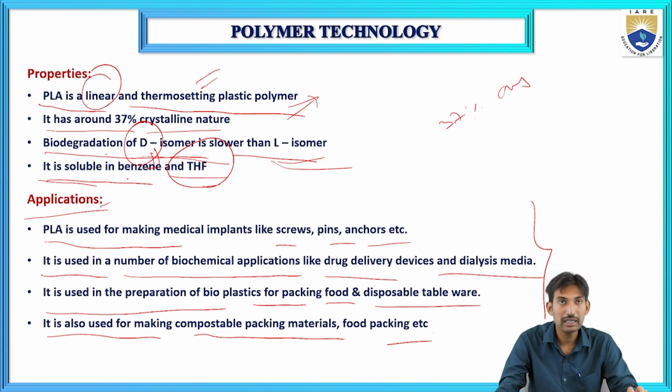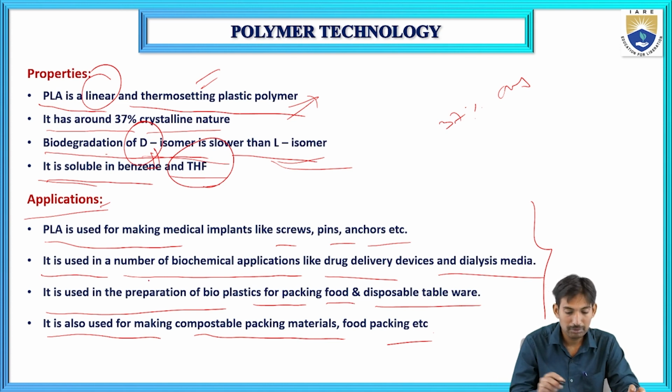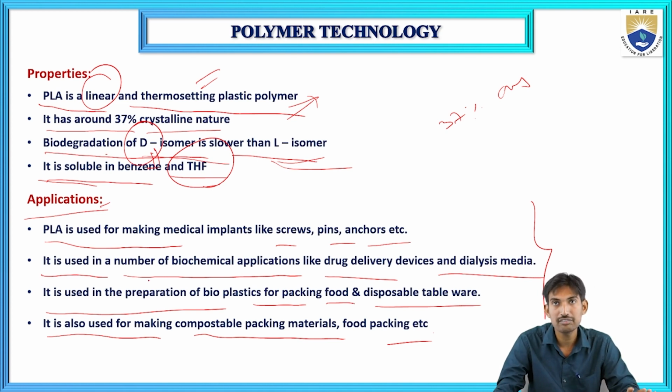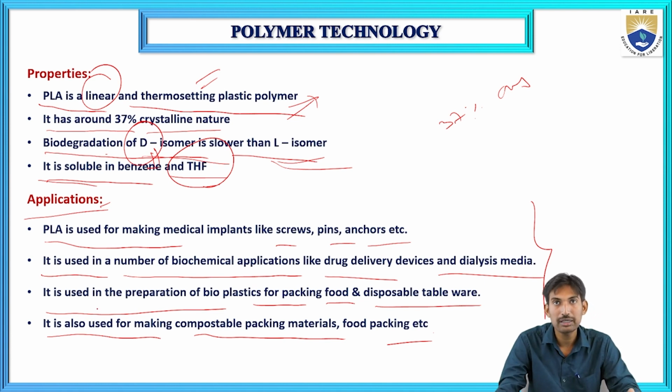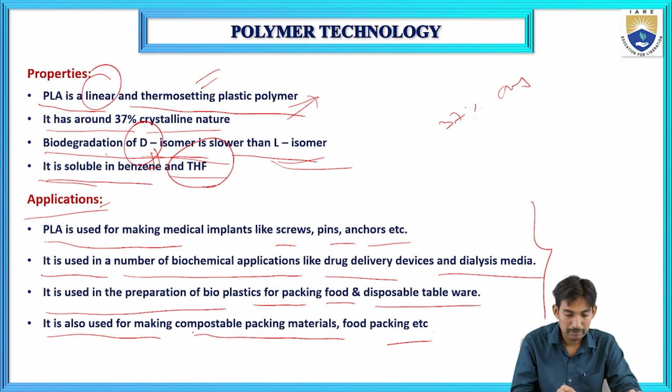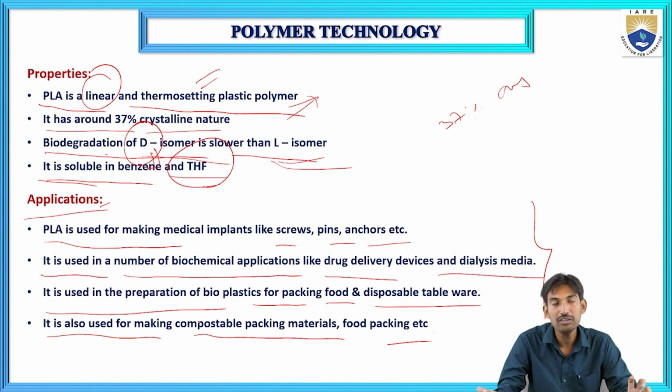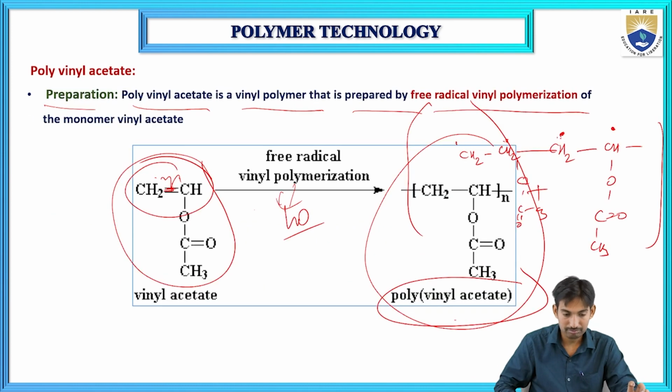As for the applications of polylactic acid, we can prepare screws, pins and anchors. It is used in a number of biomedical applications like drug delivery and dialysis media. It is used in the preparation of plastic packaging, food packaging for foods, and disposable tableware. It is also used for making compostable packing materials and food packing.